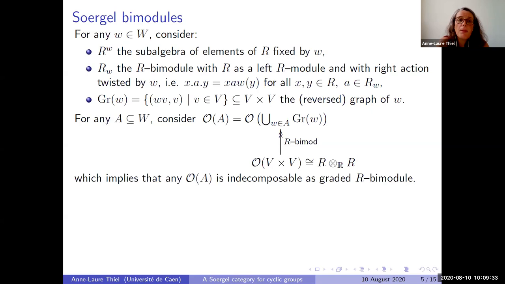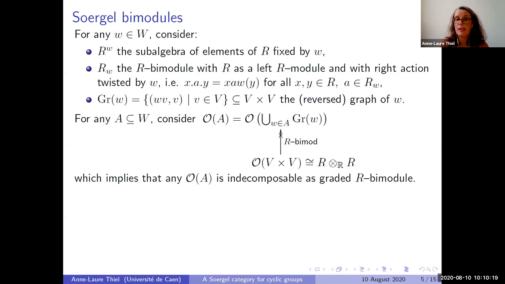Fair enough. And the third object associated to any element w of my Coxeter group that I want to consider is the graph of this element in V cross V, meaning the pairs (w v, v) for all v in V. Then if I take a subset A of my Coxeter group, I will consider the ring of regular functions with support the union of all the graphs of the elements inside my subset A.